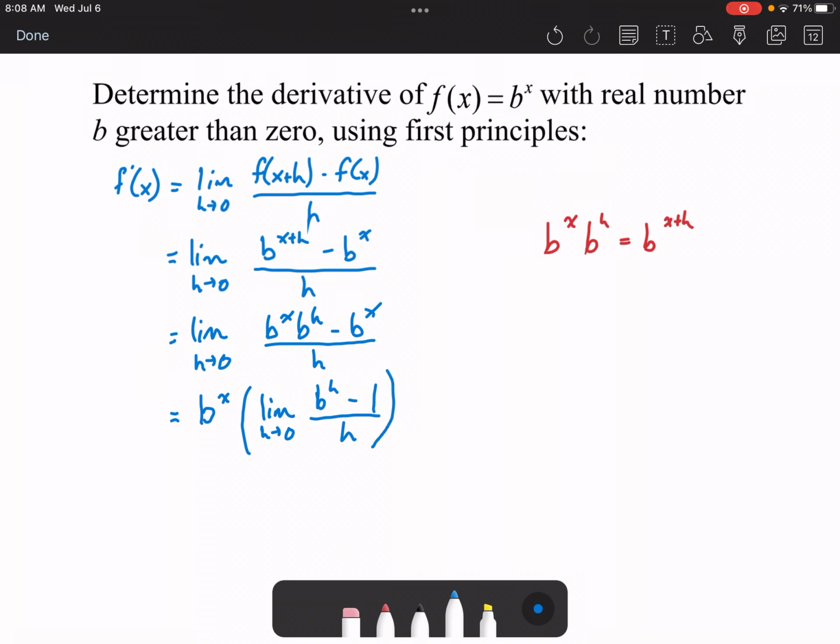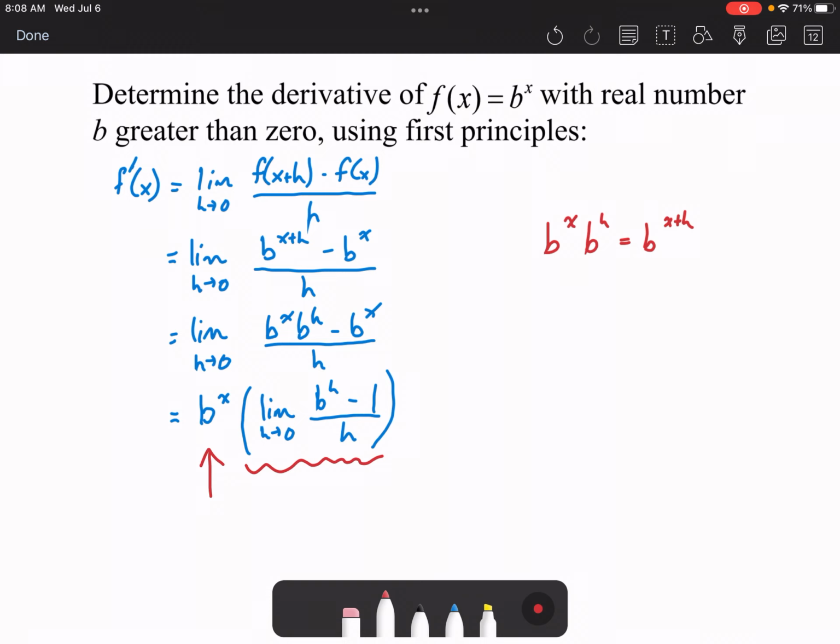Well, this is where it gets a little tricky. Now we need to find out what this limit actually works out to be. But you realize that you've already seen this before: this limit as h approaches 0 of b to the h minus 1 over h is going to be some constant, and the b to the x, or the a to the x, whatever you wanted to call it, is going to remain outside the expression.